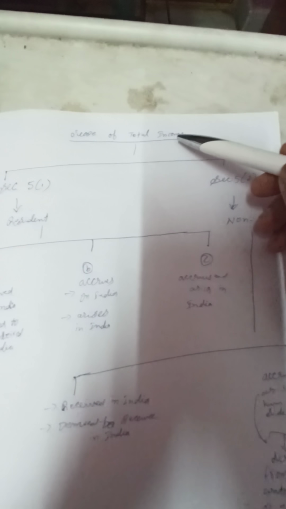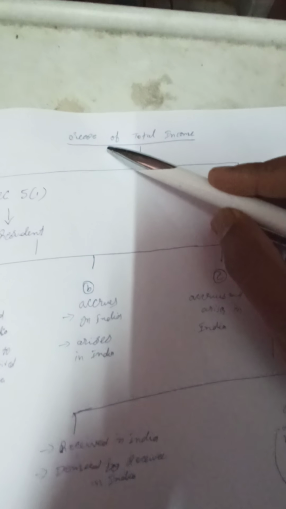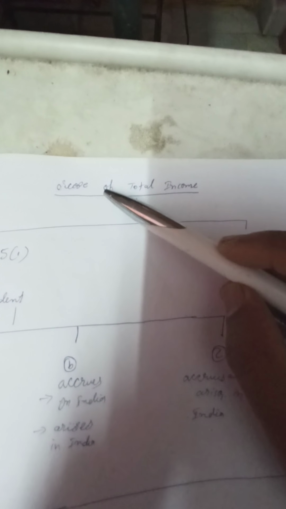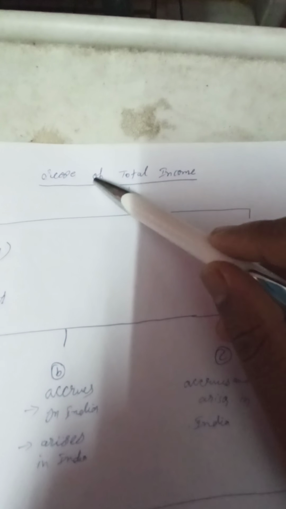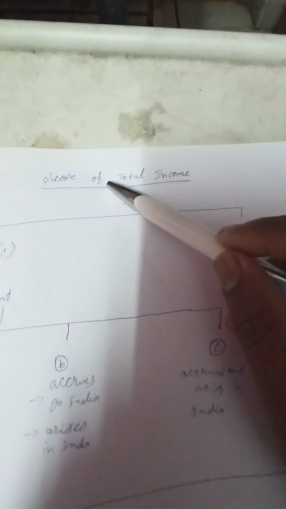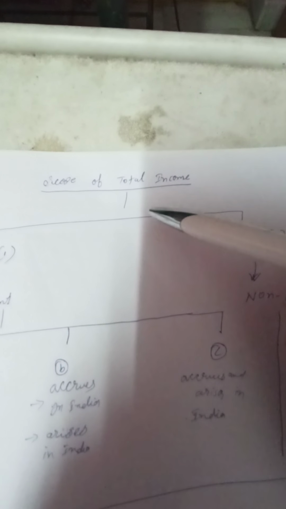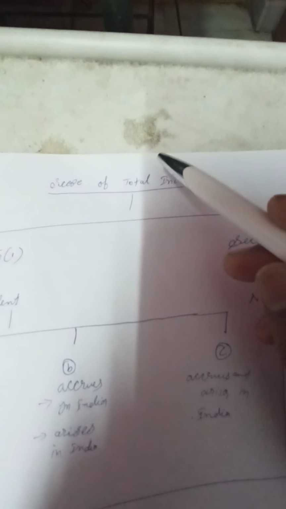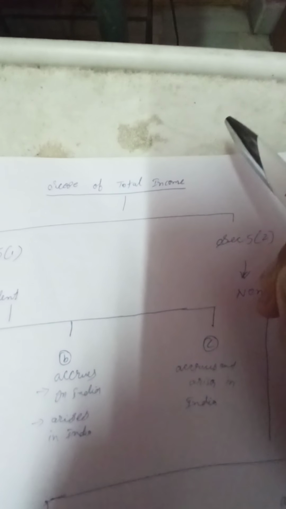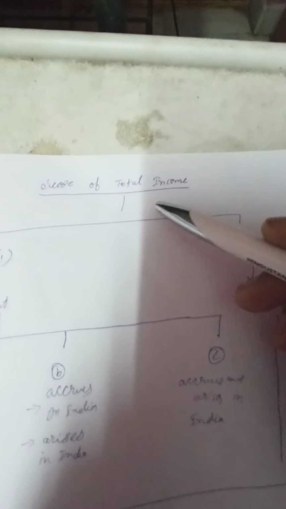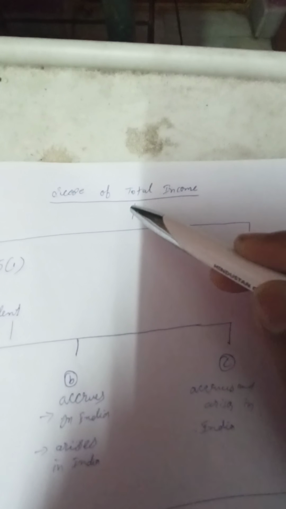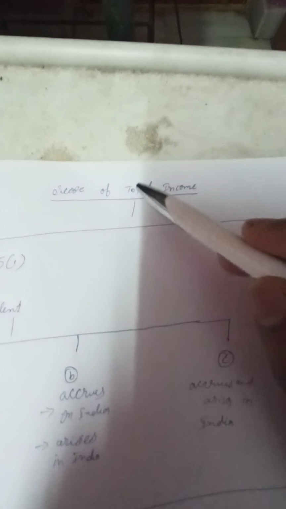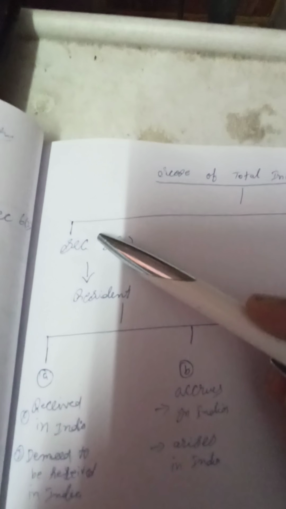So the next topic is scope of total income. What exactly is this? What is the amount to be taxed? The income is earned by an individual from different forms and different sources, and the amount that can be taxed is nothing but the scope of total income.